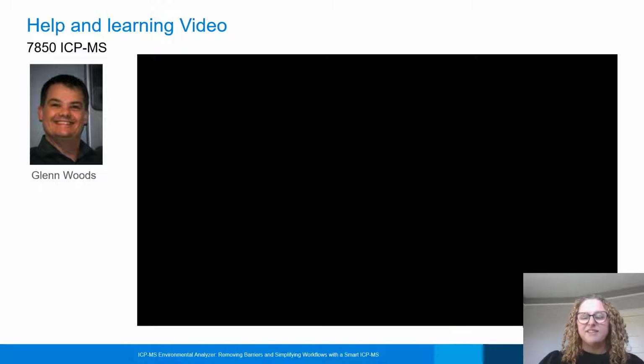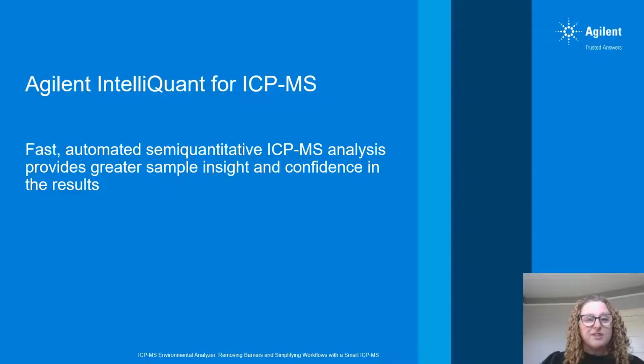Thank you, Glenn. That is going to be super helpful for all of our customers and even for the Agilent employees when we need to look things up as well. So another important feature that we want to highlight is our new IntelliQuant for ICP-MS. IntelliQuant is a fast, automated, semi-quantitative analysis which provides greater sample insight and confidence into results that you've collected on your ICP-MS.